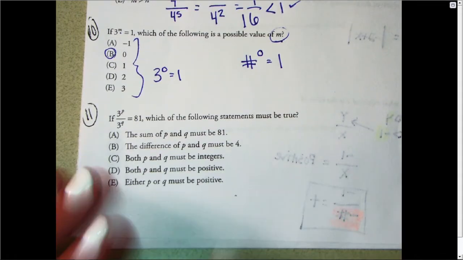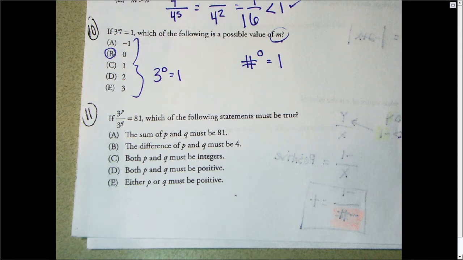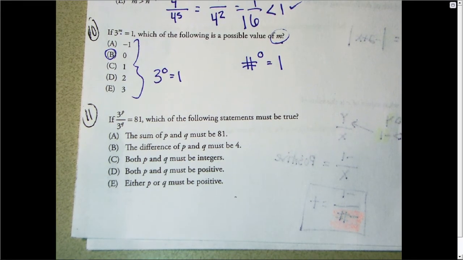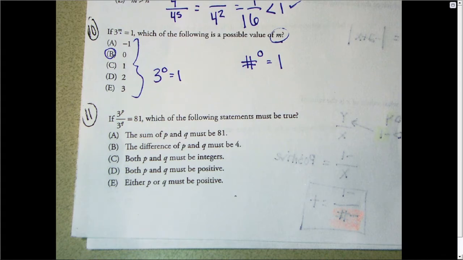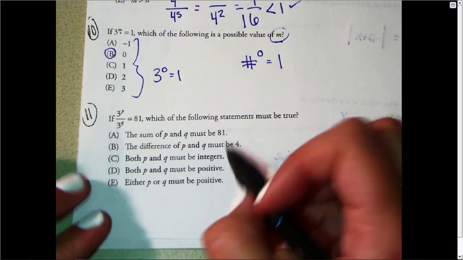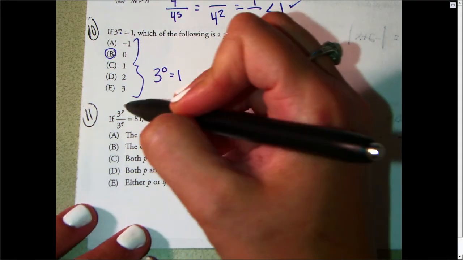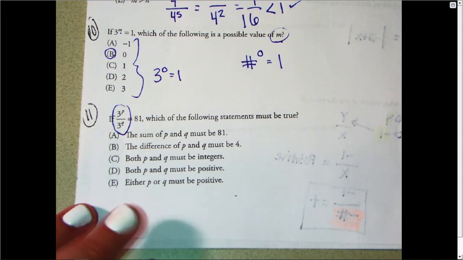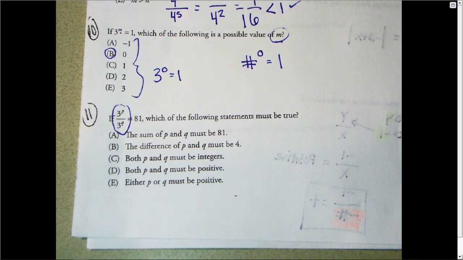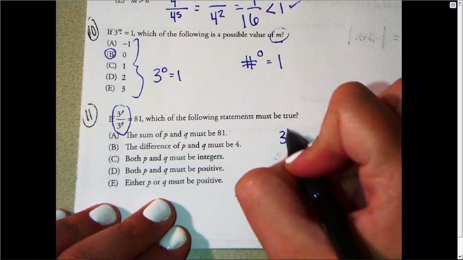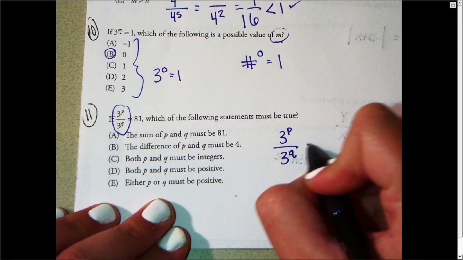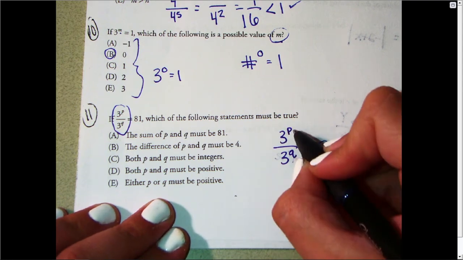Okay, if 3^p over 3^q is 81, which of the following statements must be true? Okay. So the sum of p and q must be 81. The difference of p and q must be 4. Both p and q must be integers. Both p and q must be positive. Either p or q must be positive. Anytime you're dealing right here with fractional exponents or fractions and exponents, remember the rule. 3^p over 3^q can be simplified to 3^(p minus q).